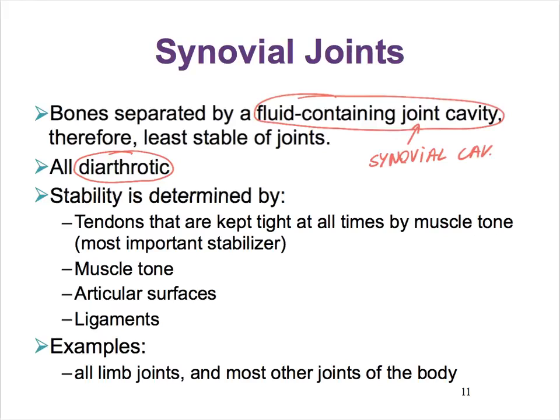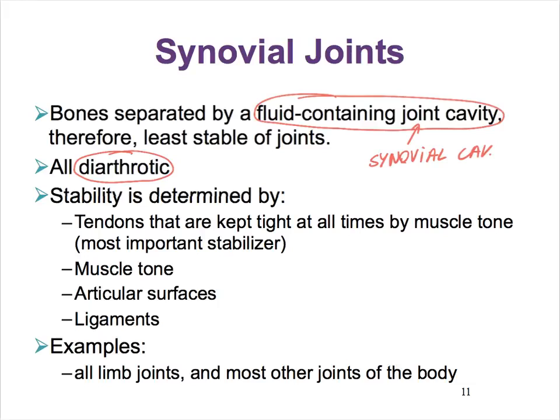Now, being extremely mobile, unfortunately, has a consequence, and that is that these are the least stable joints. If you think about it, sutures are very, very stable, right? Those bones cannot budge, but synovial joints are extremely mobile, and therefore they're constantly threatened by the bones possibly going out of the joint. And so therefore there are some things that can improve stability.